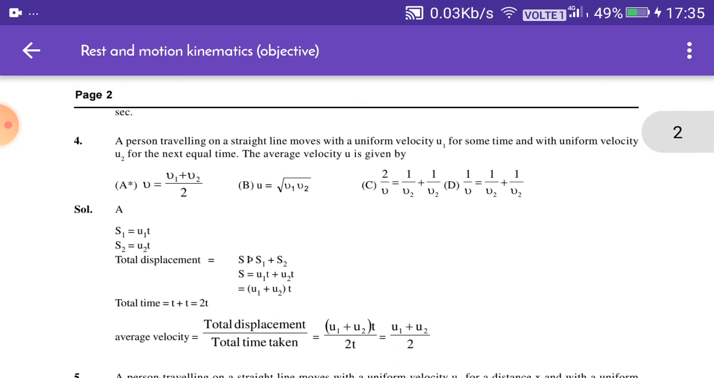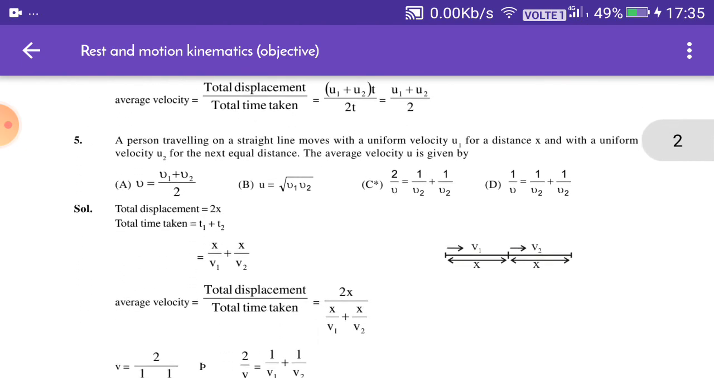Next, a person is traveling on a straight line and moves with uniform velocity u1 for some time and with velocity u2 for the next equal time. The average velocity is given as, what is average velocity? Total displacement by time. So it comes to u1 plus u2 by 2. So option a is the right one.